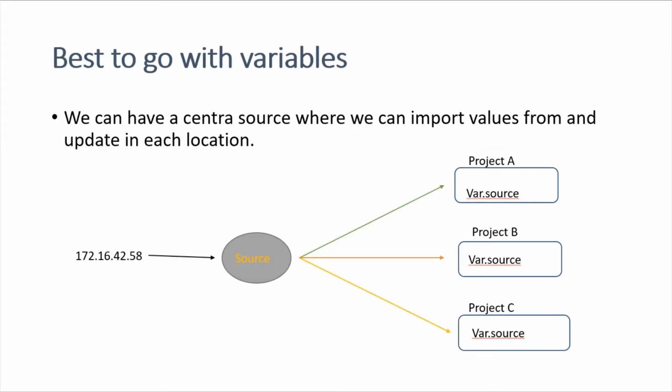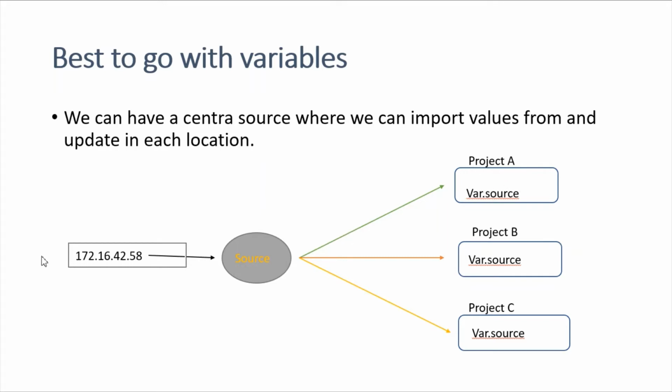So to avoid that, we will go with the variables. We can have a central source where we can import values from and update in each location. Assume this is my VPN IP, and I'm updating it in a source file. From the source we are referencing to project A or project B or project C with var.source. So whenever this IP is updated in the source, by default it will update in the destination as well, that is in the projects' locations.